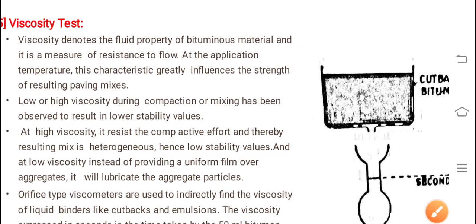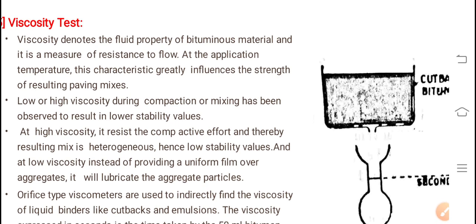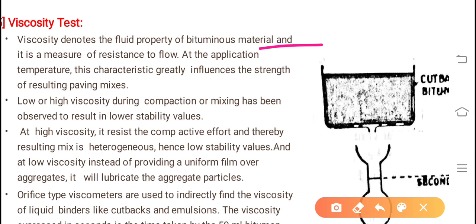Viscosity denotes the fluid property of bituminous material, and it is a measure of resistance to flow. At the application temperature, this characteristic influences the strength of the resulting paving mixes. Low or high viscosity during compaction or mixing has been observed to result in lower stability values. Therefore, we should be cautious about the viscosity value.